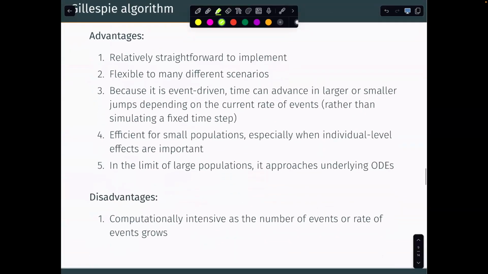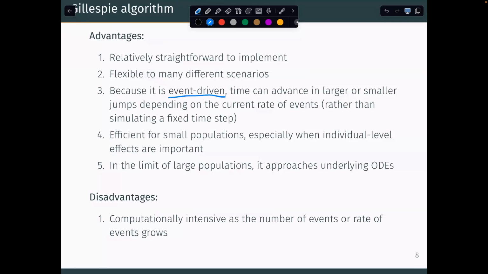Okay, so it's relatively straightforward to implement. And like I say, it is flexible to many different scenarios. Once you learn this process, you can apply it to basically any system. One of the nice things about it is that it is event driven. By that, I mean that the time to the next event is based on the total rates. So if we compare this, for example, to, I guess this is like asynchronous updating versus synchronous updating.